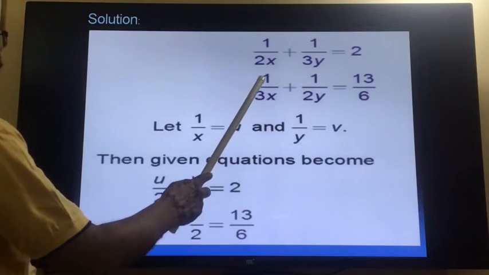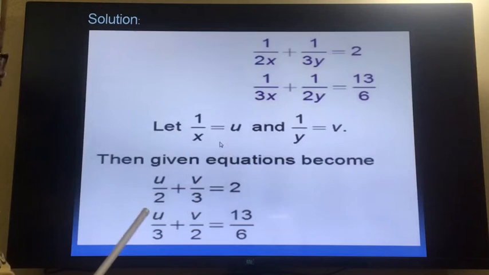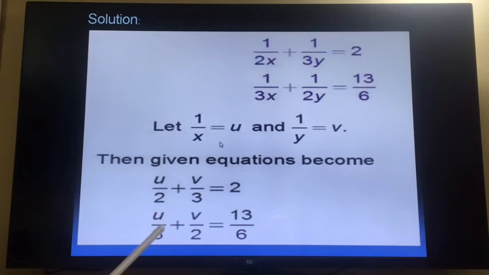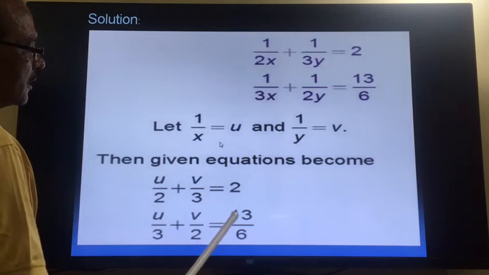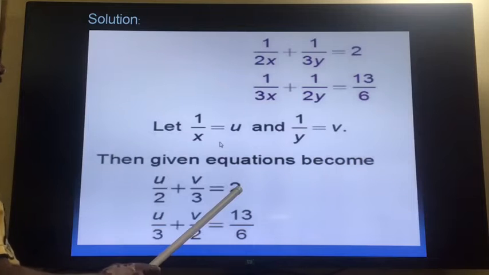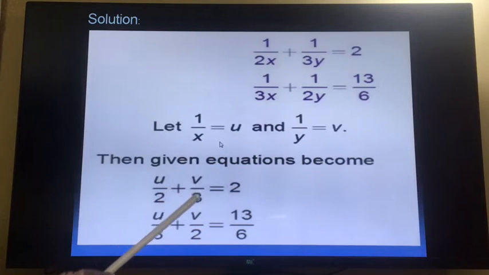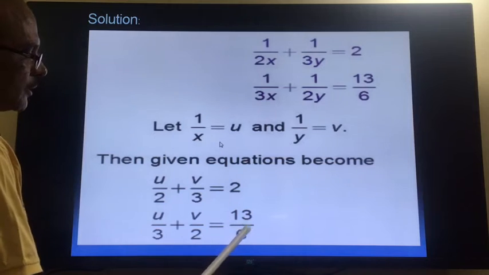Second equation: here 1 upon 3 and 1 upon x is u, so 1 upon 3u, or 1 into u is u, so u upon 3 plus v upon 2 is equal to 13 upon 6. So these two equations will be u upon 2 plus v upon 3 is equal to 2, and u upon 3 plus v upon 2 is equal to 13 upon 6.